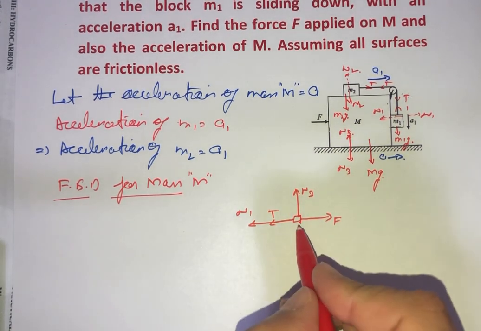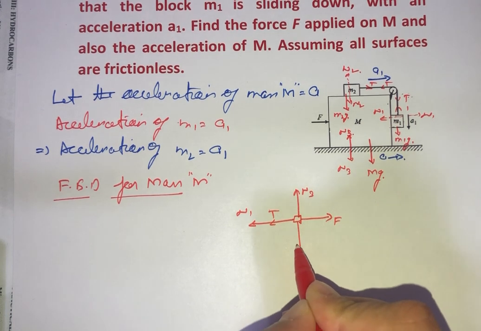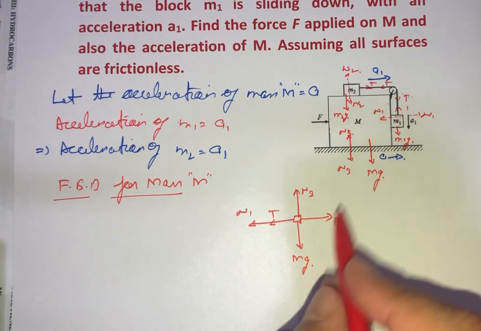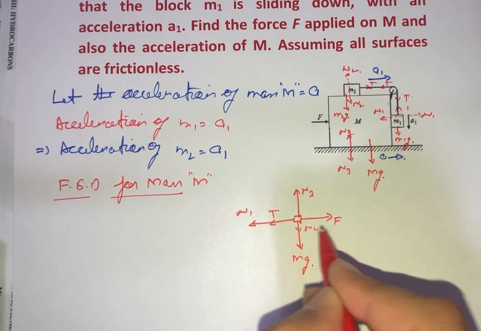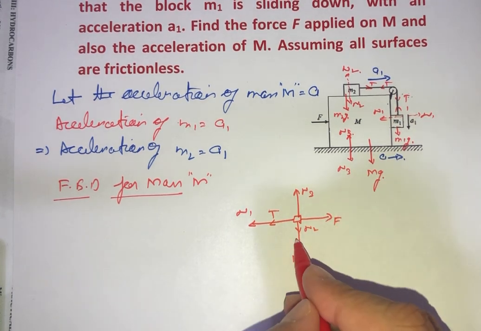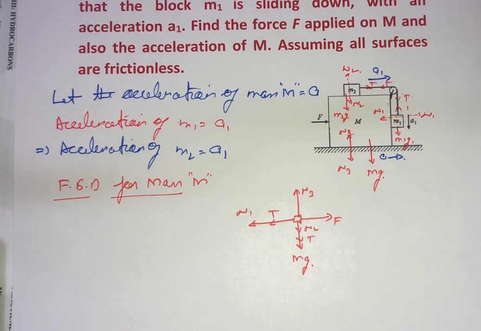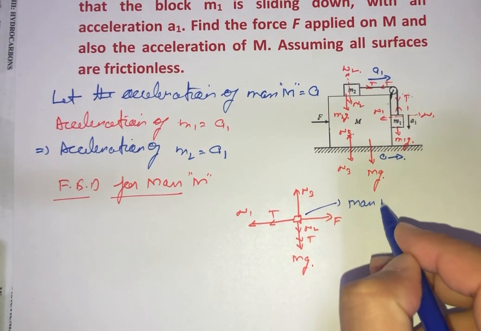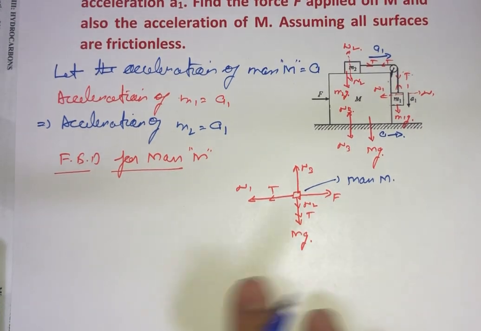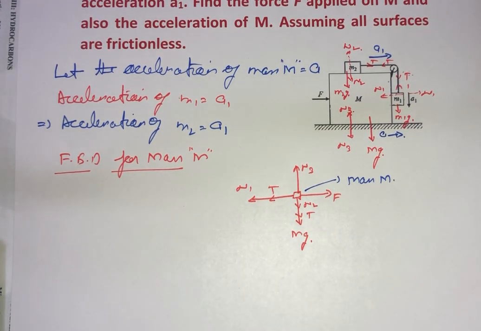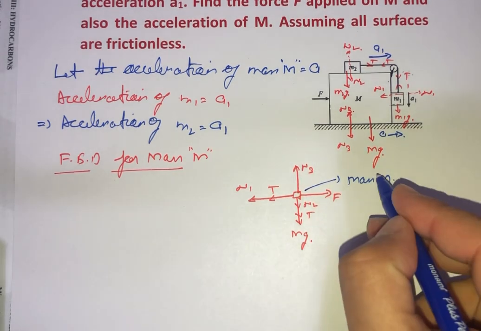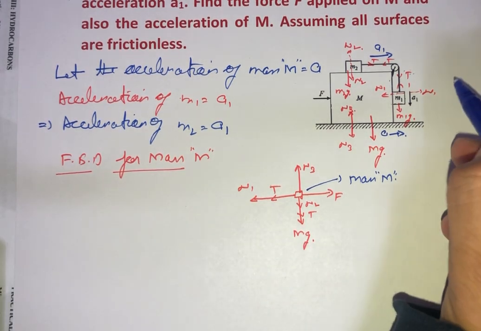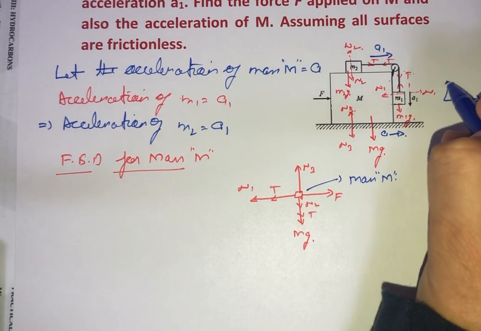And in the downward direction, first of all we have Mg, and then we have N2, and then we have also tension T. Okay. And this is our mass capital M. So these are all the forces which are acting on the mass capital M. So we can say that, and let us take this as x and this as y.